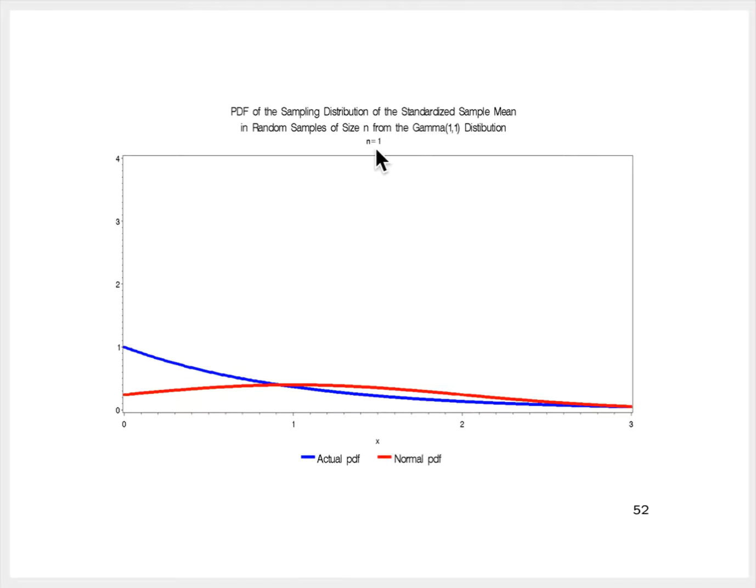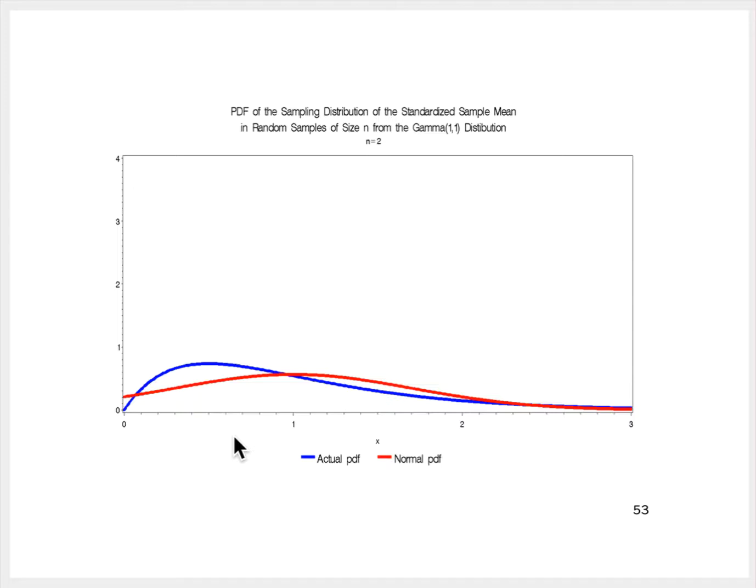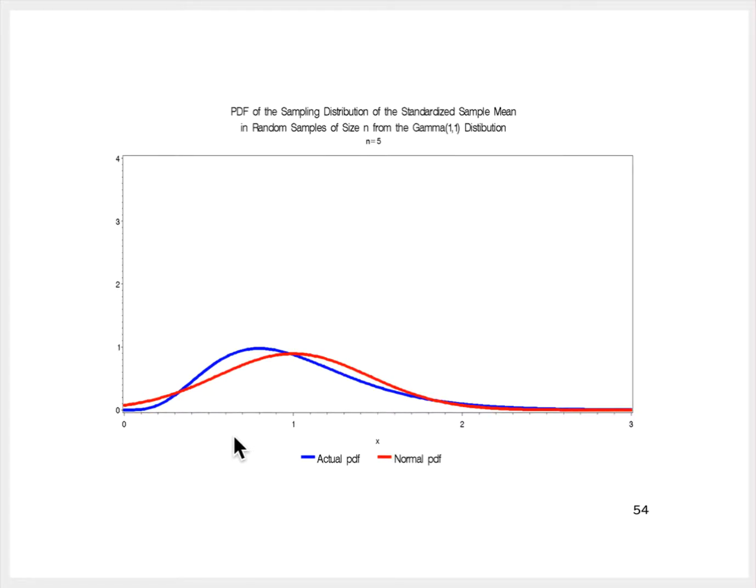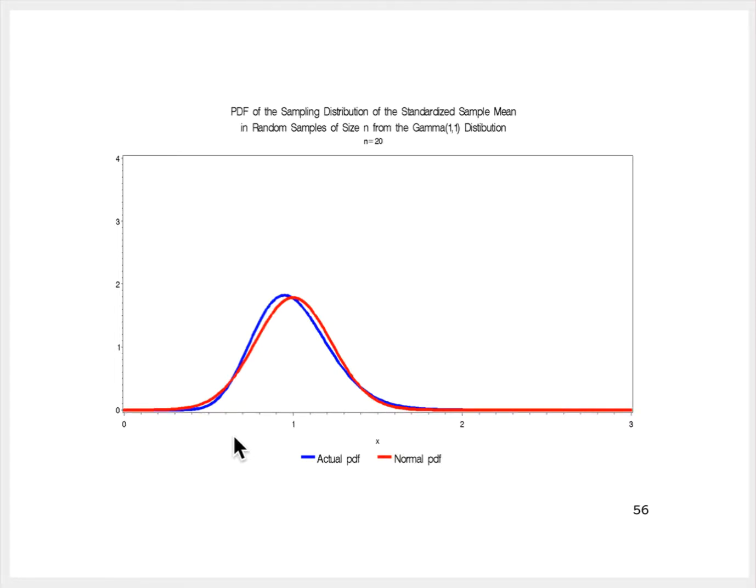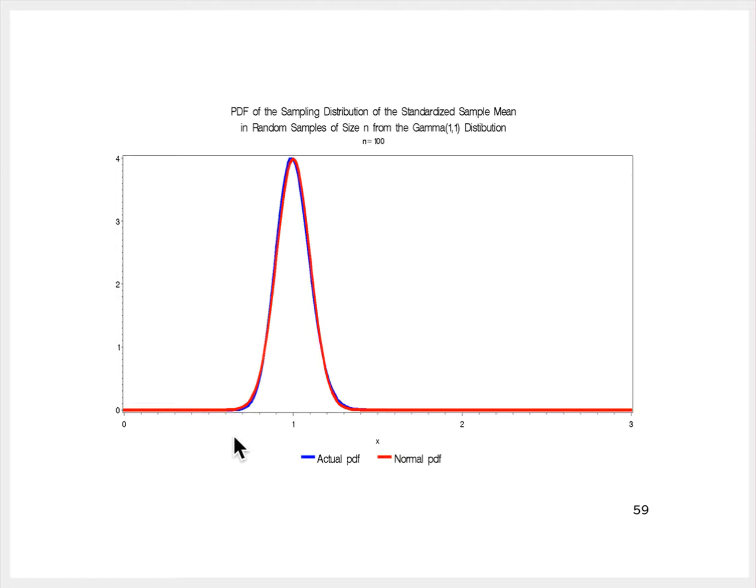So again, here we have n equal to 1. This is the blue curve for samples of size 1. This is actually just the parent distribution that we're sampling from for this situation. This is the PDF for the gamma distribution with parameter alpha equal to 1 and beta equal to 1. Now, as we increase the sample size to 2, and then 5, 10, 20, 30, 50, and 100, you see the central limit theorem effect on the PDF of x bar itself.